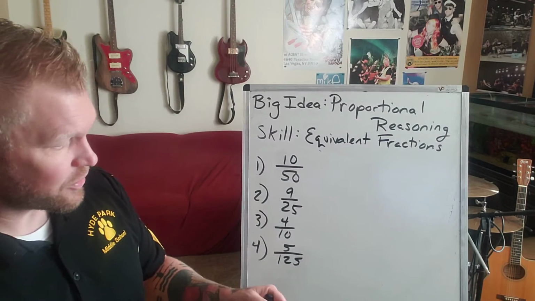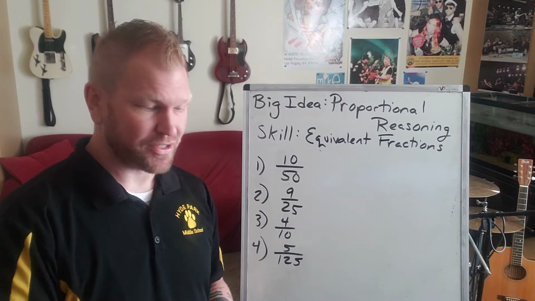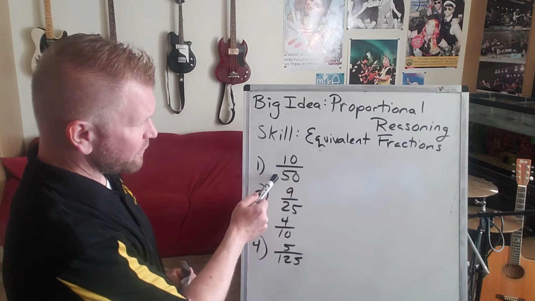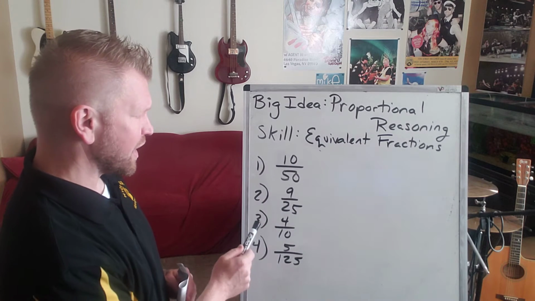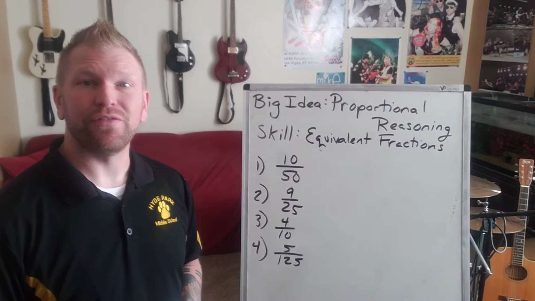All right, in this question, there's a mock election at the school, and there are 250 votes in the mock election. There are 4 candidates. The first candidate received 10/50ths of the vote. The next candidate got 9/25ths of the votes. Candidate 3, 4/10ths of the votes. And the last candidate, 5/125ths of the votes.